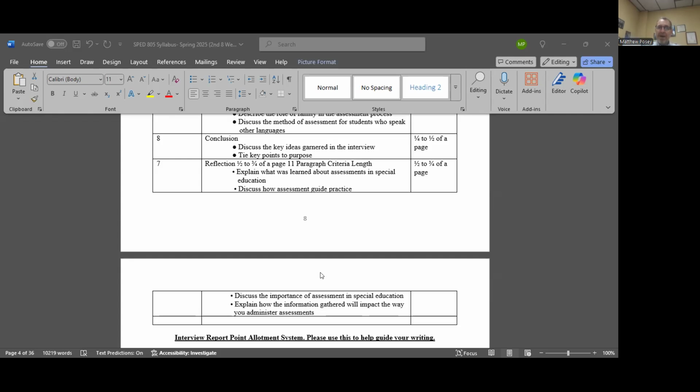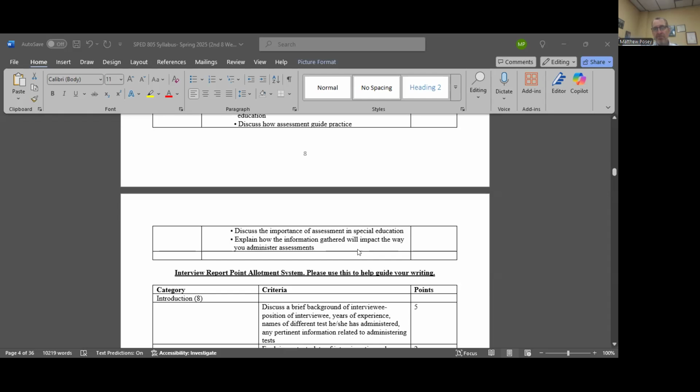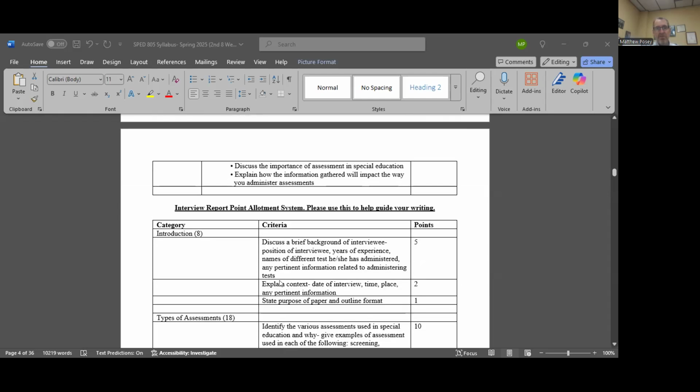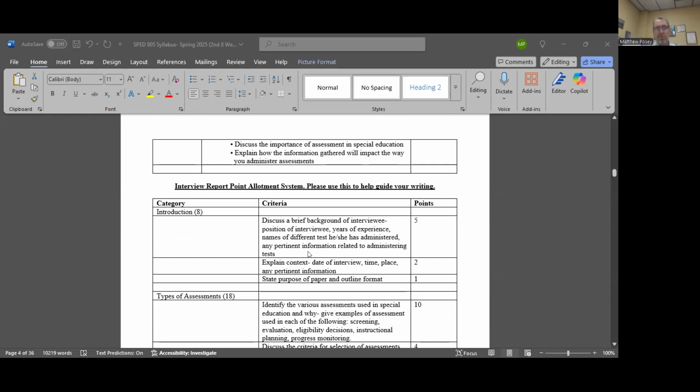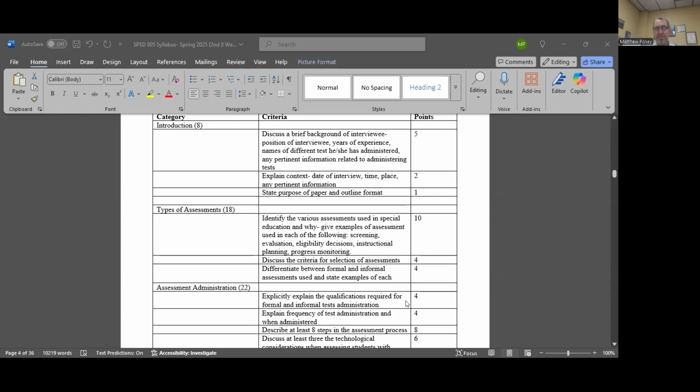Okay, so that's a little bit about the interview. Also, remember the collaboration rubric that you'll submit. Here's a breakdown on the points and the things that I'll be looking for. If you follow the outline that I presented and also look at the scoring rubric to make sure that you've covered all points, you will do just fine. Okay.